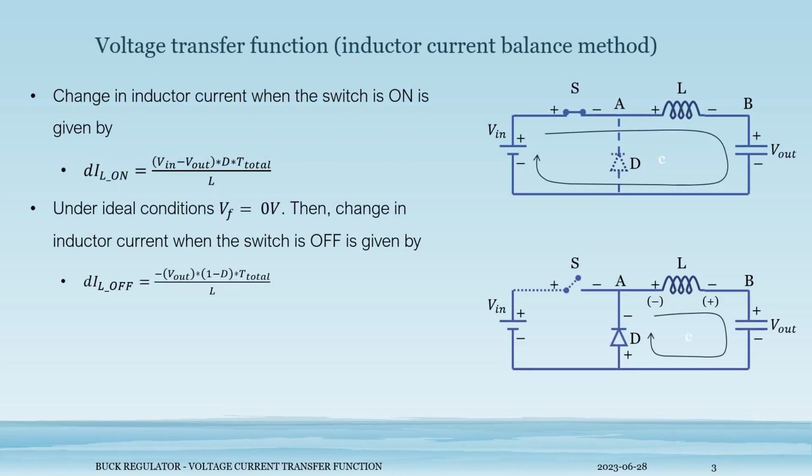In our previous videos, we have seen that when the switch is turned on, the rate of change of inductor current is given as (Vin minus Vout) into D into T total divided by L. Under ideal conditions, Vf, that is the diode voltage, is equal to 0 volt. Then the rate of change of inductor current is given as minus Vout into (1 minus D) into T total divided by L.